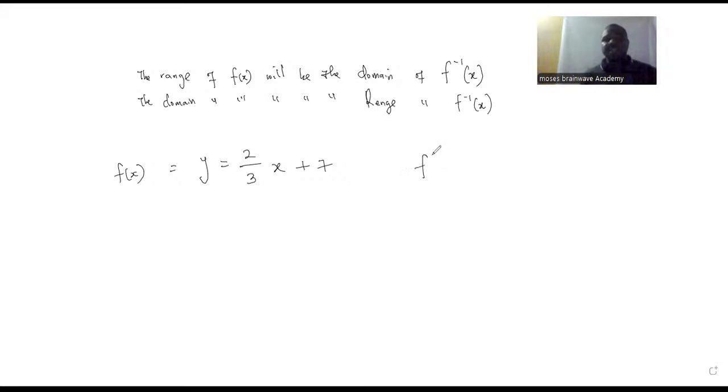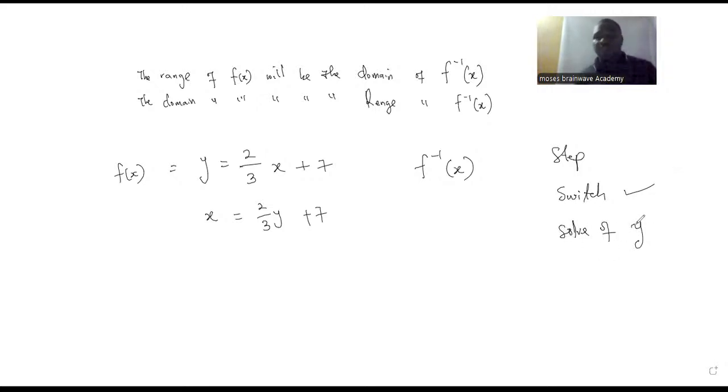So find the inverse of this function. Step one is what? Remember, you switch x and y: x equals 2 upon 3y plus 7. Step one, check. Now solve for y, like make y the subject of the formula.